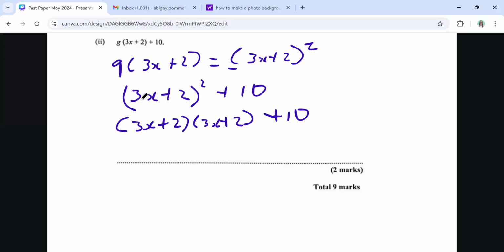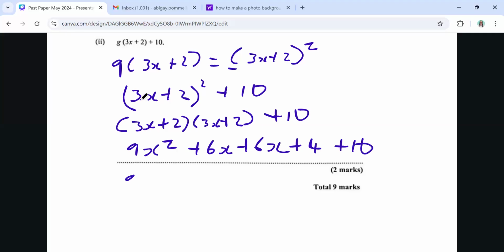Do some distributive. So we know 3x times 3x is 9x squared plus 6x. And then 2 times 3x, 6x again. And then 2 times 2, 4 plus the 10. And then I combine the like terms. 9x squared is by itself. 6x plus 6x, 12x. And 4 and 10 is 14. And that's our answer there.